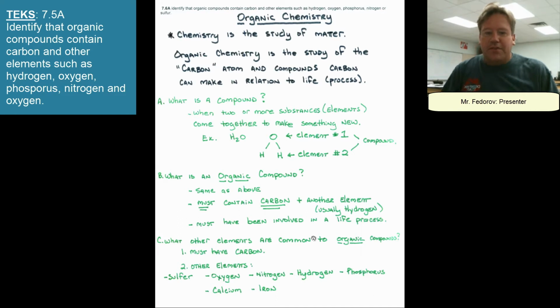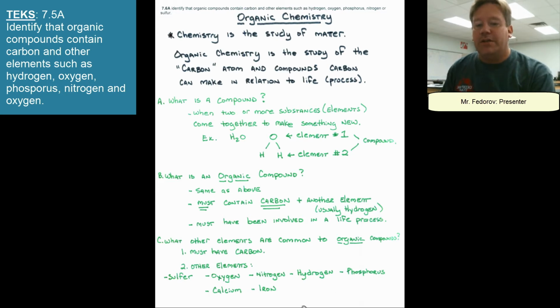So what are these other elements that are common to organic compounds? Well, of course, number one, I said you must have the carbon atom. That is without a question. You absolutely have to have the carbon atom. The carbon atom is the key to this entire process. But there are other elements that are on here, and these other elements are sulfur, oxygen, nitrogen, hydrogen, and phosphorus.